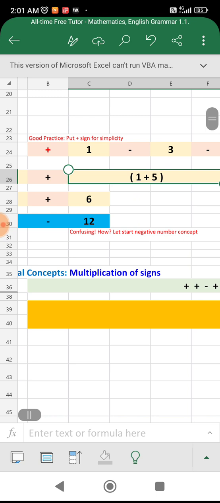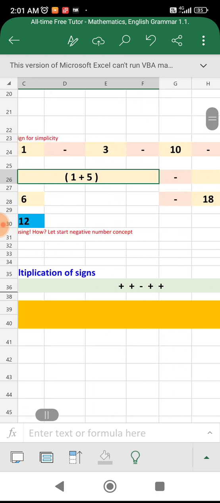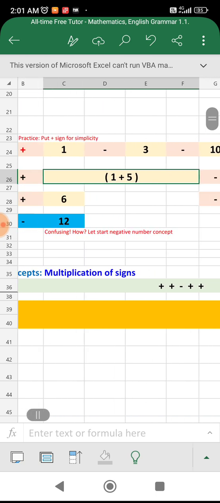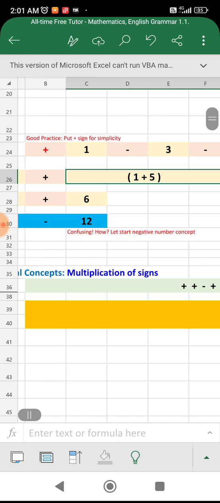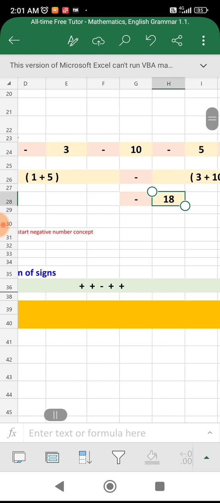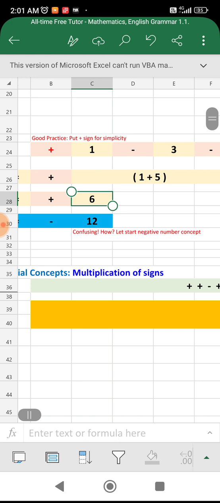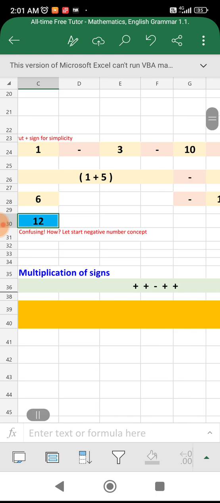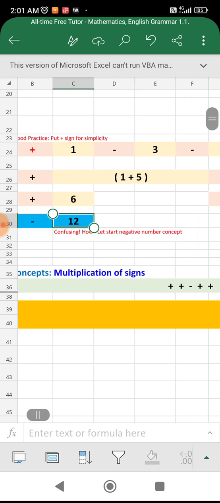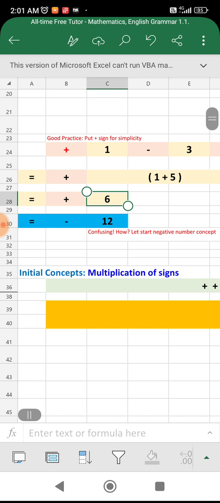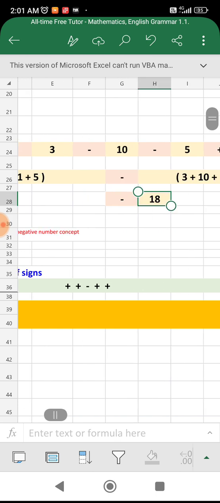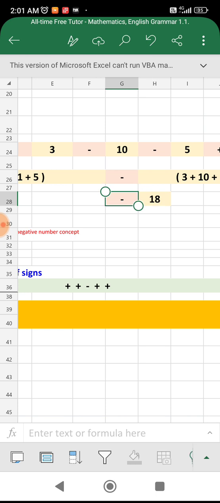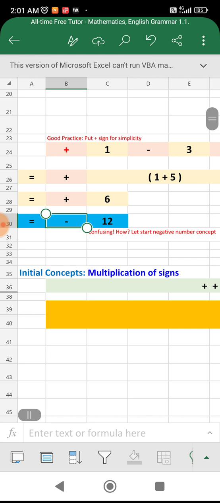It is not possible. We cannot subtract 18 from 6 directly; we can only subtract 6 from 18. So what will we have to do? In that case, we have to subtract 18 minus 6. 18 minus 6 equals 12. Now, which one is larger? 6 is larger or 18 is larger? Obviously, 18 is larger. What is the sign of 18? Minus. So it is minus.